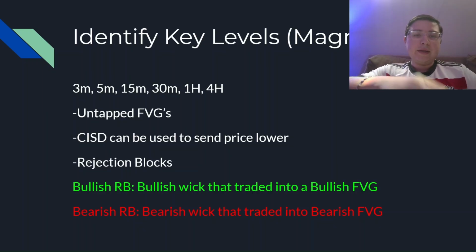Another thing would be the untapped fair value gap. A fair value gap that hasn't been tapped into would be a magnet, a key level that price can go towards and get a reaction, and be used as a magnet to send price either lower or higher.